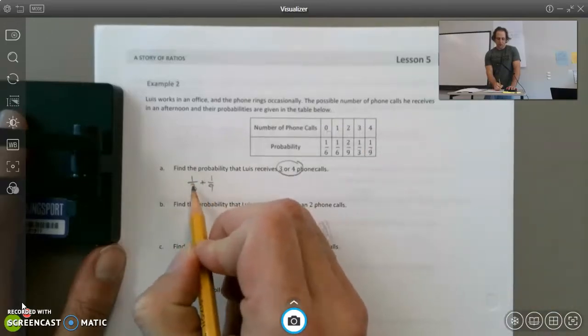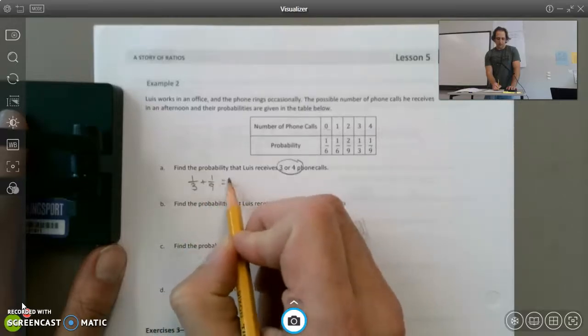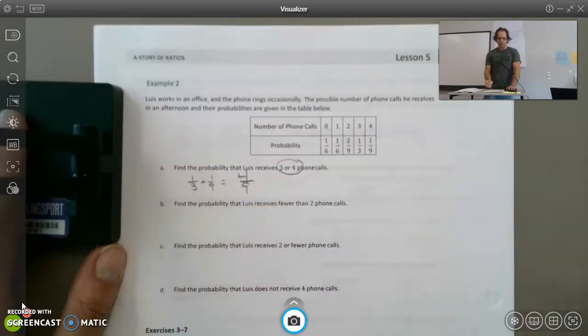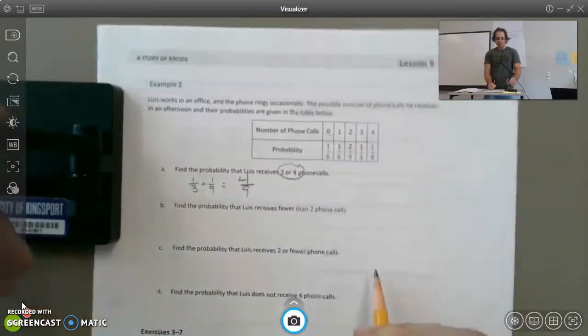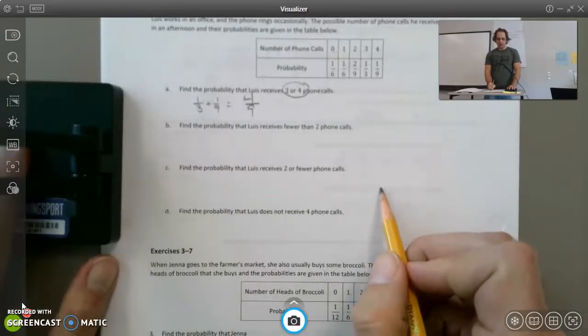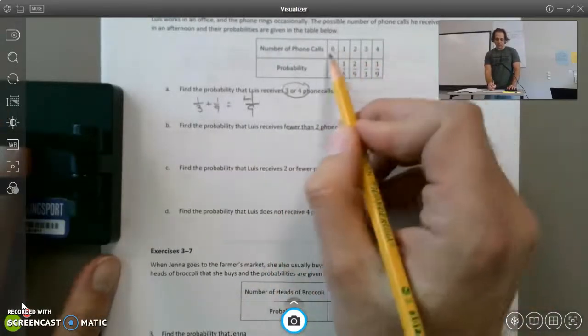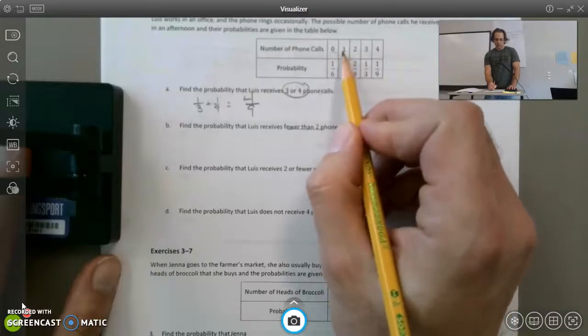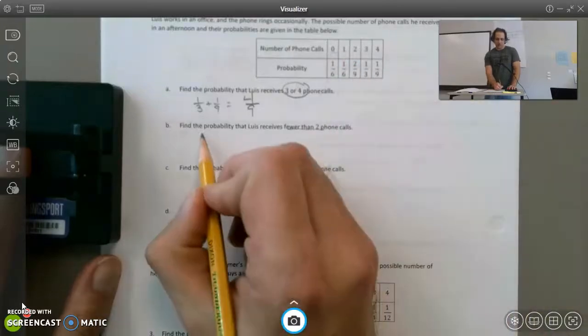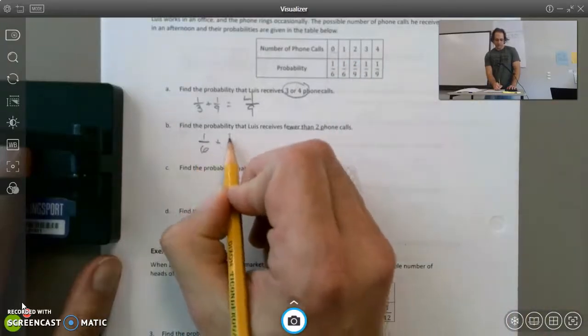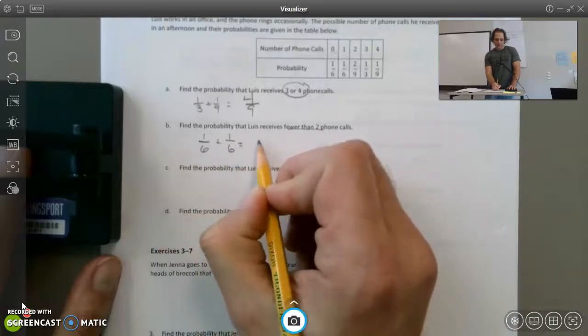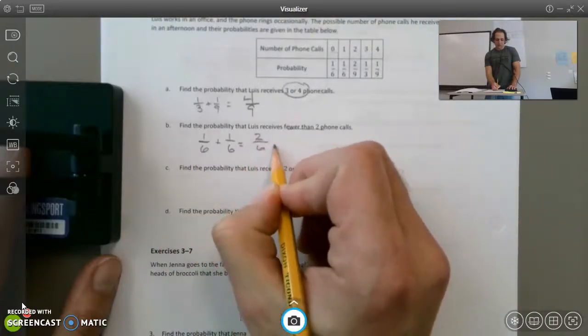Well, 1/3 is 3/9, so this is equal to 4/9. Find the probability that Lewis receives fewer than 2 phone calls. Fewer than 2, so that is 0 or 1, 1/6 plus 1/6. That's equal to 2/6, which is equal to 1/3.